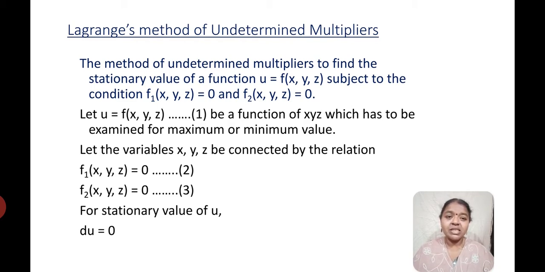So let's take the given equation as equation 1 to be a function of x, y, z, which has to be examined for maximum or minimum value. Now let the variables x comma y comma z be connected by the relation. There are two relations. Let's write down the two relations and call them equation 2 and 3. And we all know for stationary value of u, du should be equal to 0.